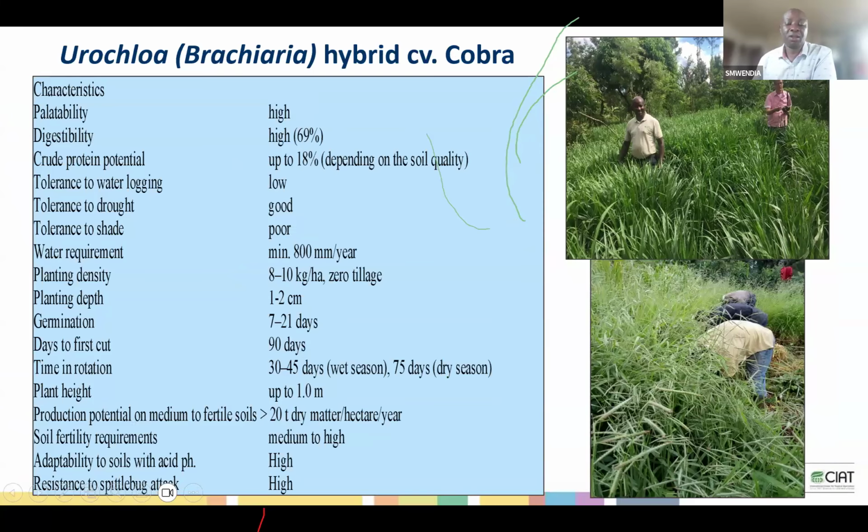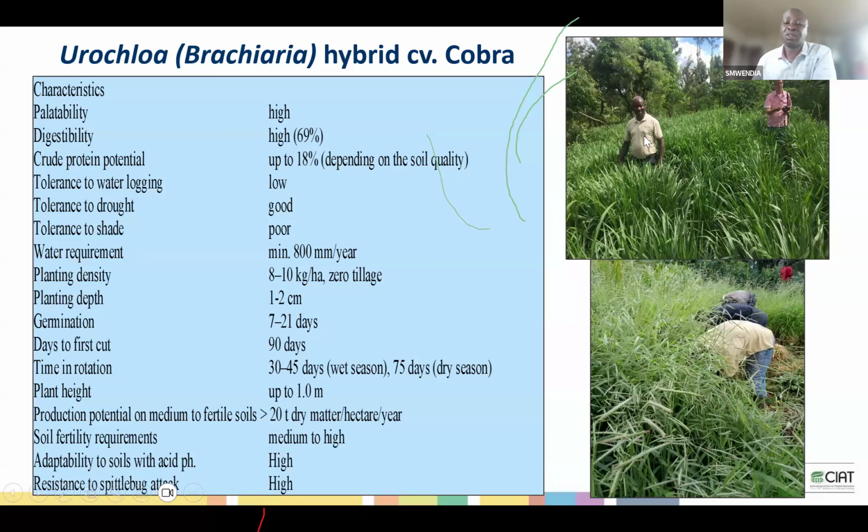Now, Cobra is a hybrid, you can see. So it means two or three have been crossed. And again, with nice attributes like digestibility, which is key. Crude protein can go up to 18, and minimum rainfall about 1800 millimeters. The seed rate remains the same, and about the same attributes as I said earlier, like 90 days to first cut from establishment. And you can see this pictorial presentation.